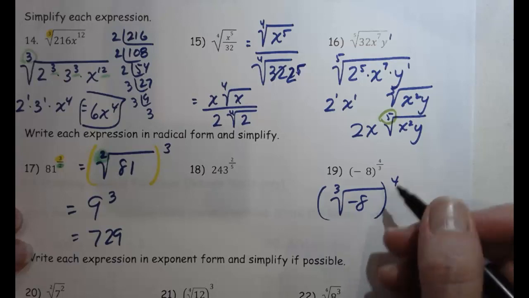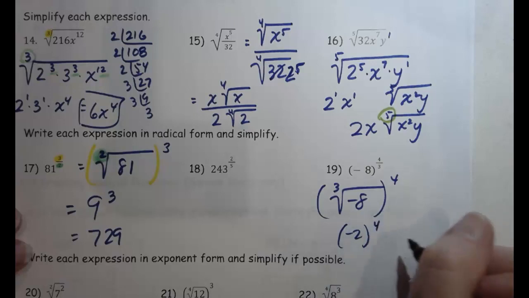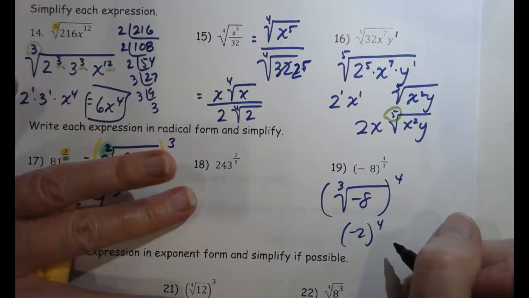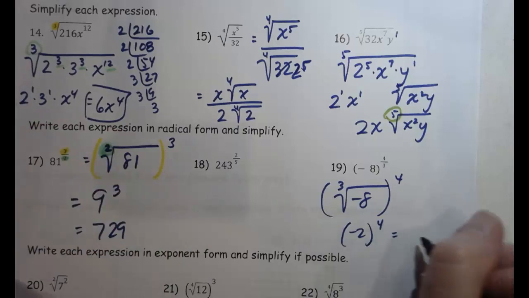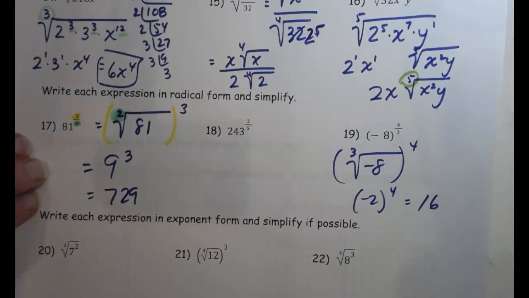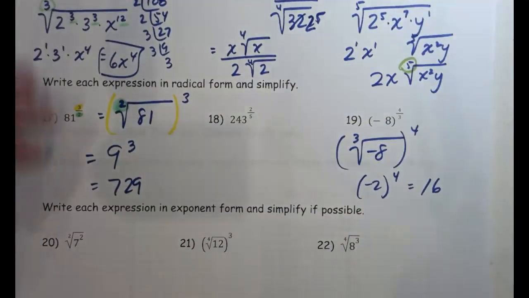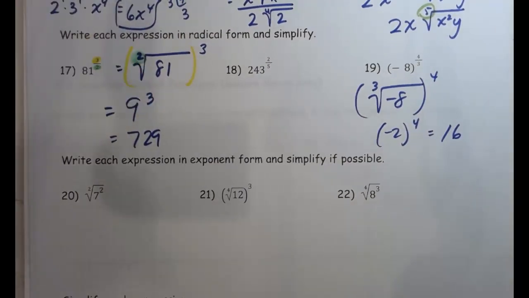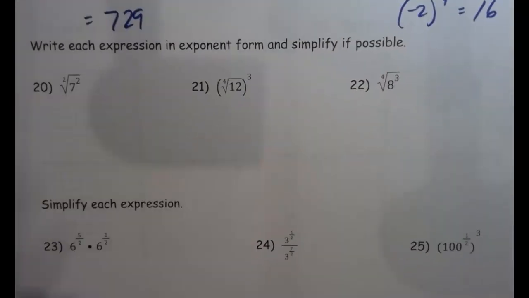We get -2. So that is -2. -2 to the 4th is -2 times -2 times -2 times -2. That is 16. That is now simplified. 20, 21, 22. We are given an expression in exponent form and simplify if possible.